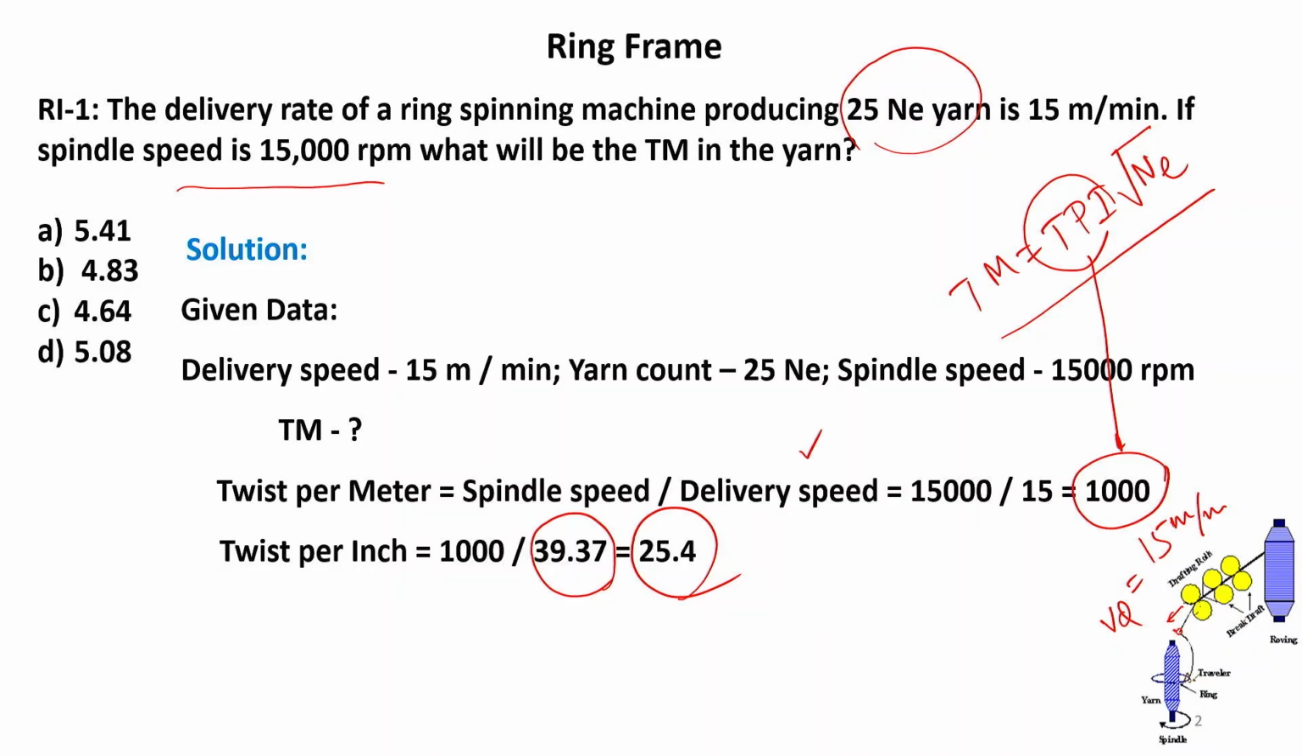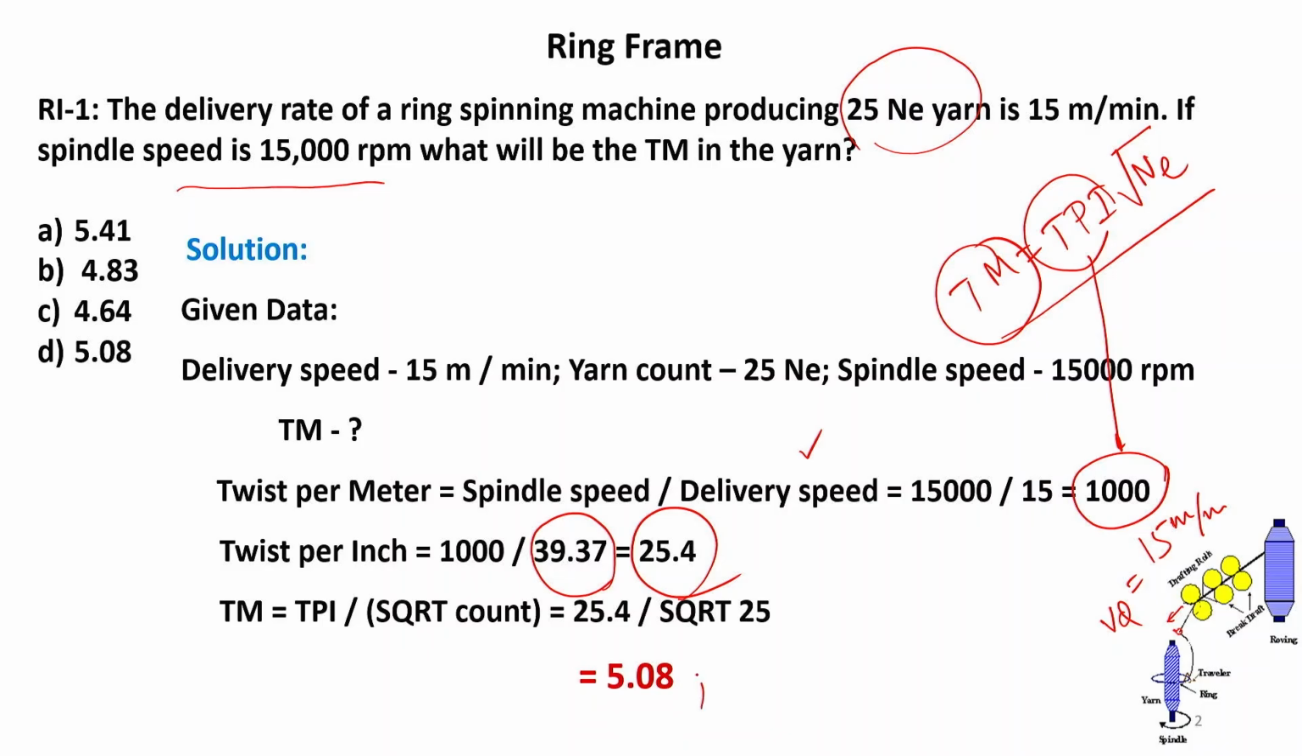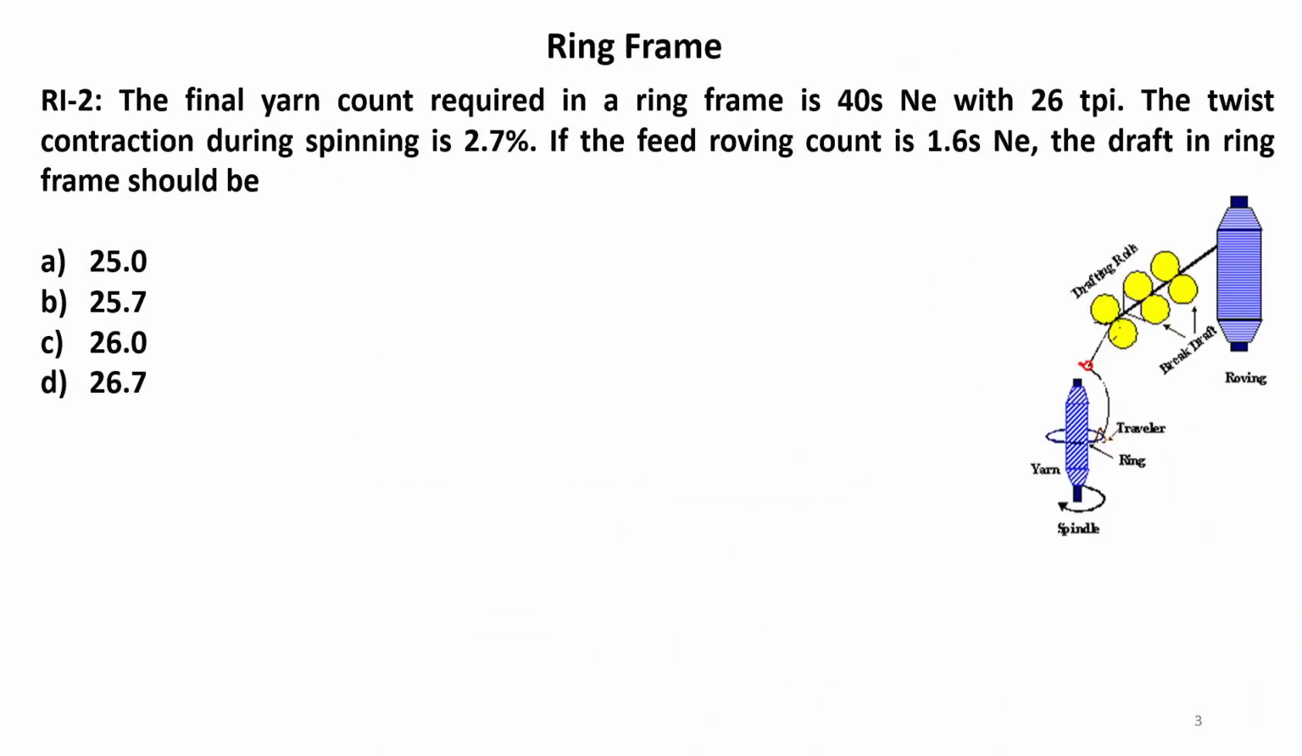And then we can calculate the twist multiplier. It is very simple, it will be 5.08, the twist multiplier. Next, the final yarn count required in the ring frame is 40 with 26 TPI. Now, if the twist contraction in spinning is 2.7%, and the feed roving count is 1.6 Ne, what should be the draft?